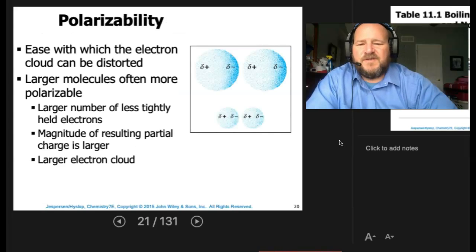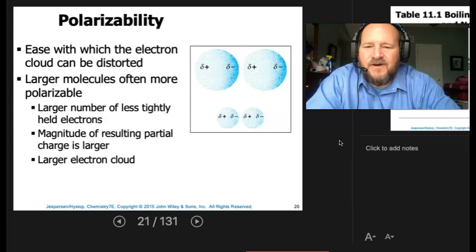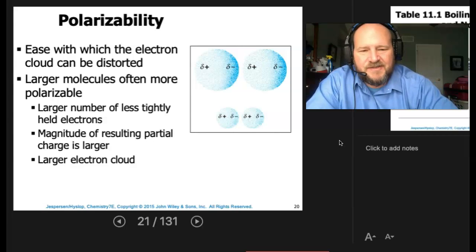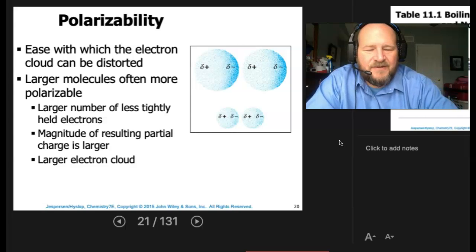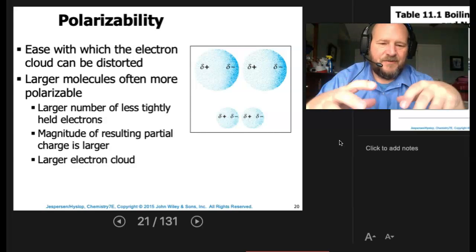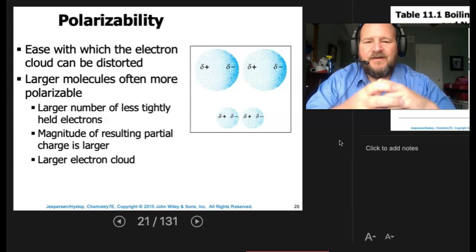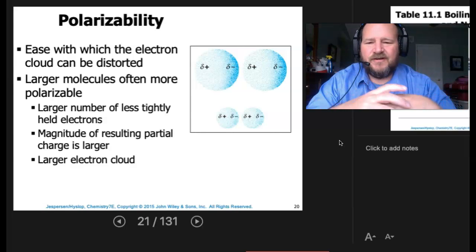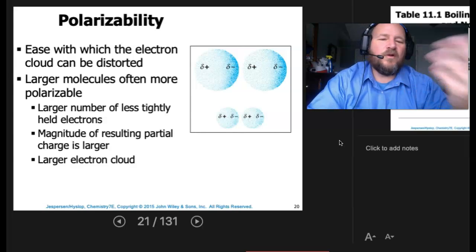All right. So what is polarizability? It's the ease with which the electron cloud can be distorted. So large molecules often are going to be more polarizable, right, because they have a large number of less tightly held electrons. The magnitude of the resulting partial charge is then larger, and it has a larger electron cloud. So if I have a larger electron cloud, you can think of it as being a bigger balloon. And so I can push the balloon a little bit easier when it's a larger balloon. If it's a small, dense balloon, not as easy to push, a little more rigid. But if it's a big expanded balloon, it's easier to push on. It's like a big old pillow, right? And the more you can push on it, the more you can distort it, the more polarizable it's going to be.